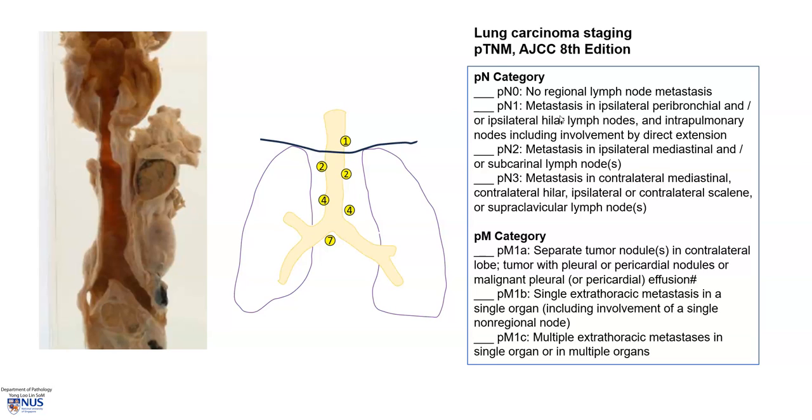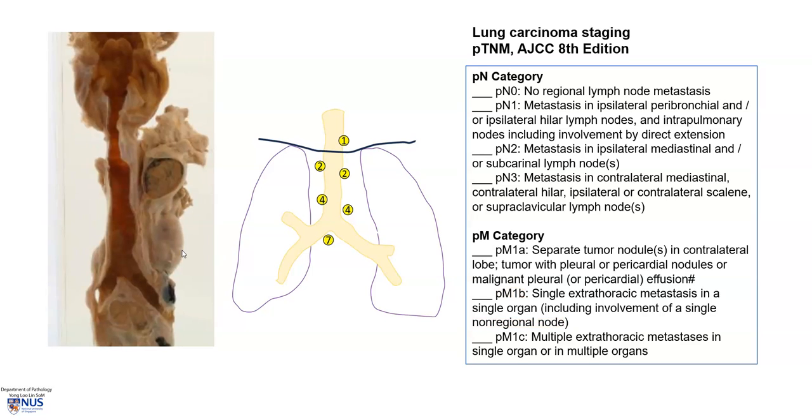For the nodal category, you can see that the parameters that are evaluated include the location of the lymph nodes: peribronchial, hilar, intrapulmonary, etc. And the stage is higher the further away the lymph nodes are. And for the metastatic category, you may also notice that lymph nodes that are not in a regional location, which means they are not in stations 1 to 14, are actually considered metastatic disease.